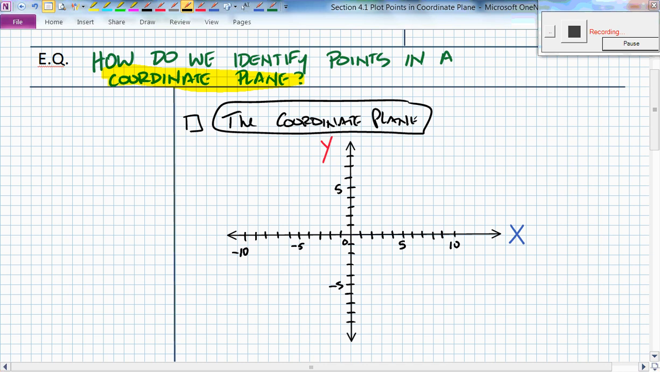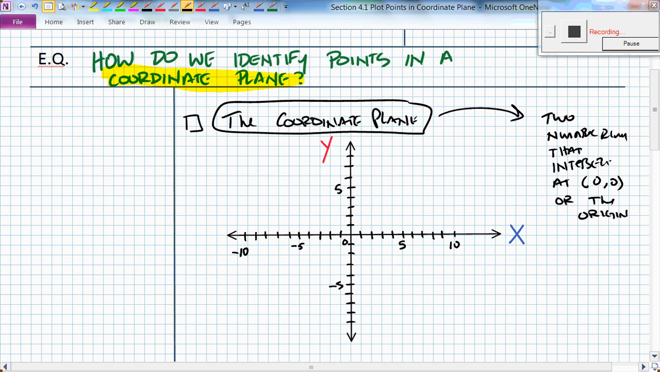So a coordinate plane is nothing more than 2 number lines that intersect at the point 0, 0, which is known as the origin. How many of you actually knew that was called the origin? Yeah, 5 or 6 people knew that was called the origin. So all a coordinate plane is, is 2 number lines that intersect at 0, 0.